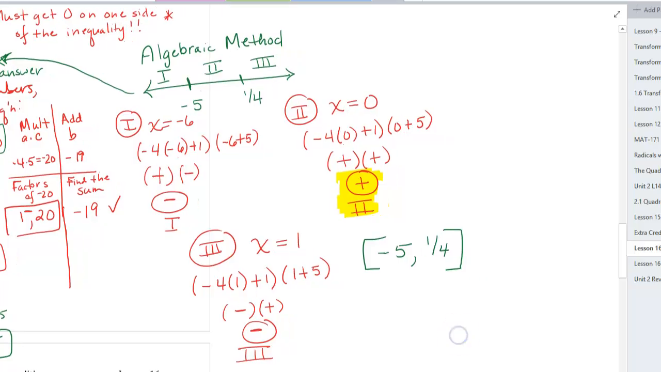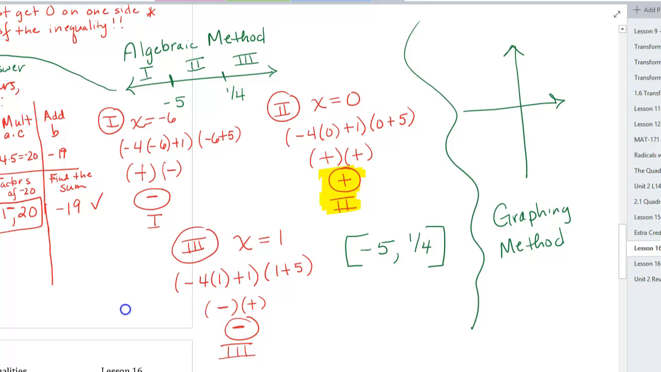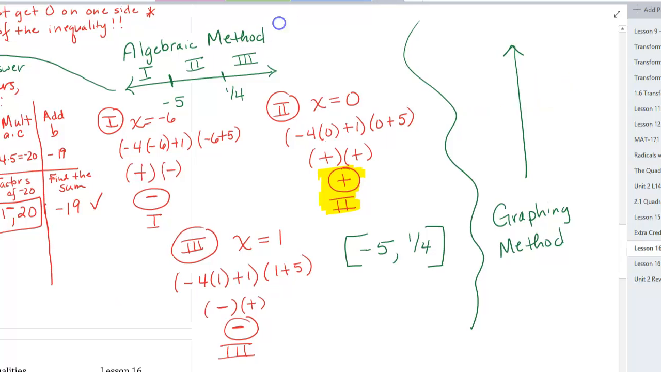Now let me just do a quick graph as well, just to show you the graphing method. And again, it does not matter to me which method you use. I want you to use the method that makes the most sense to you. So with the graphing method, the numbers that we found when we solved the equation, remember, are the x-intercepts of the parabola. So I'm going to put my x-intercepts on this graph. So I'll put -5 somewhere over here and 1/4 somewhere here. It doesn't have to be a perfect graph for these purposes. It can be a rough graph.